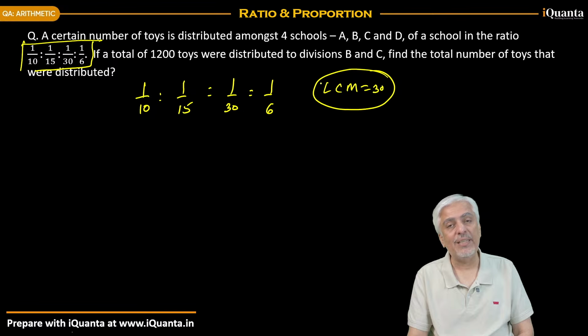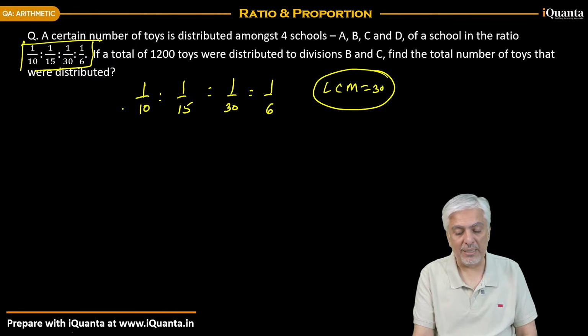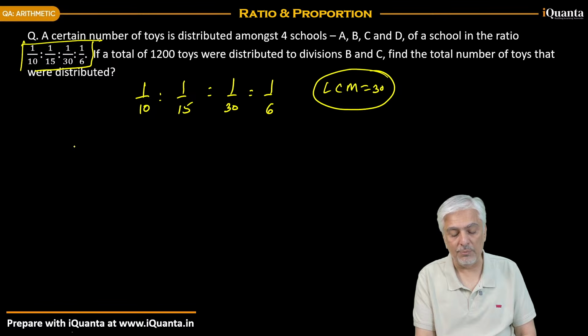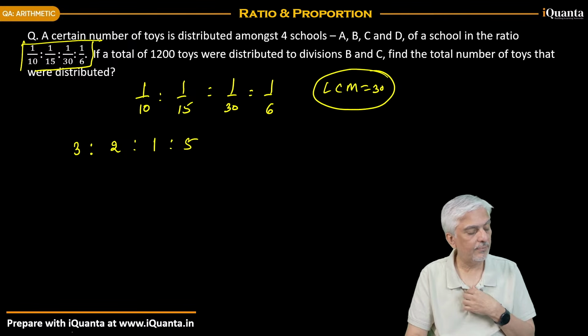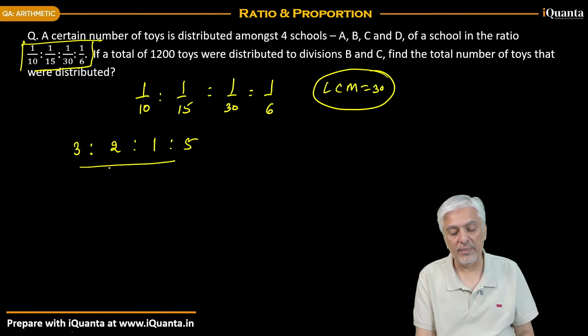So multiply everything by 30. If I multiply 1 upon 10 with 30, it will become 3. 1 upon 15 multiplied by 30 will become 2. 1 upon 30 multiplied by 30 will become 1. And 1 upon 6 multiplied by 30 will become 5. Okay, so we got this much part.